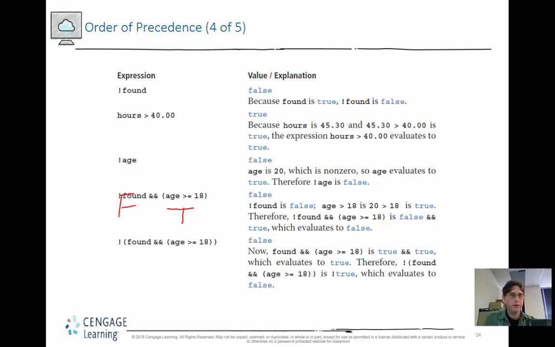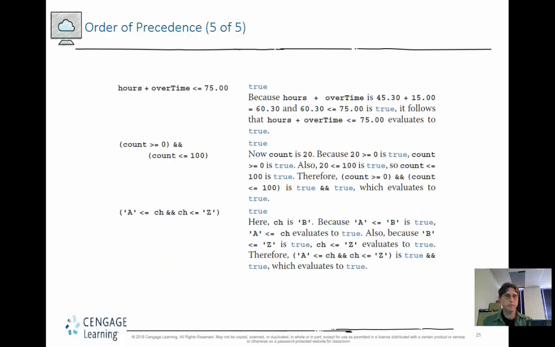So now we have a not like this, and the parentheses. That's horrible. Found is true, and age is greater than or equal to 18 was true, right? So we have true and true, which is true inside the parentheses, but then you do the not on it. So not true is false. That's how that works. A couple more.